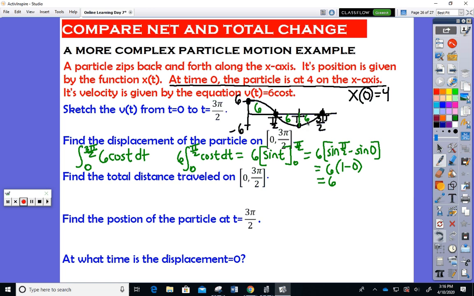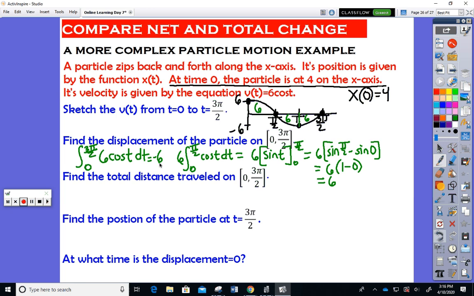So if I actually wanted to go from 0 to 3 pi over 2, do you see it would be 6 minus 6 minus 6? So my displacement is negative 6. So this particle is going to wind up 6 units to the left of its initial position. That's what the displacement stands for.